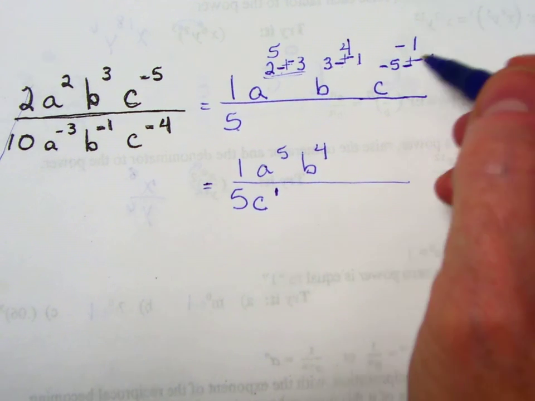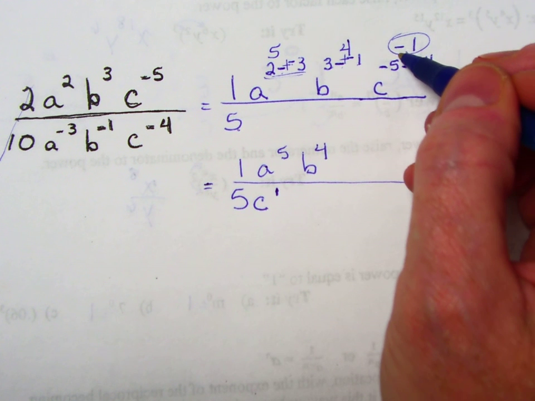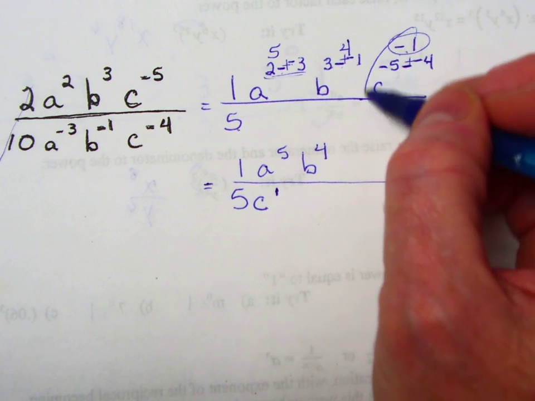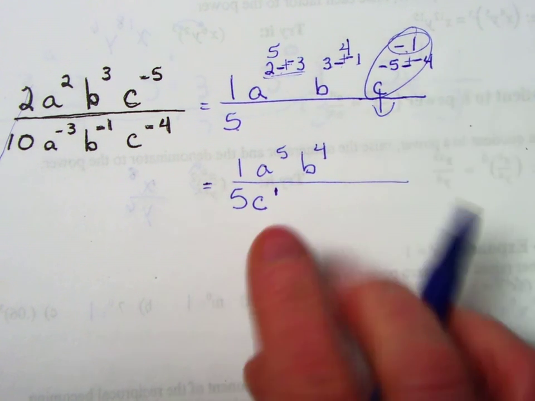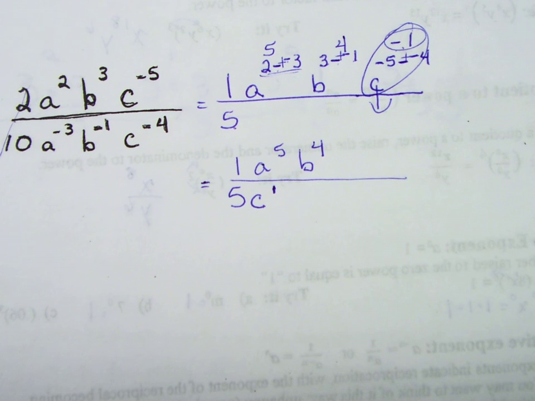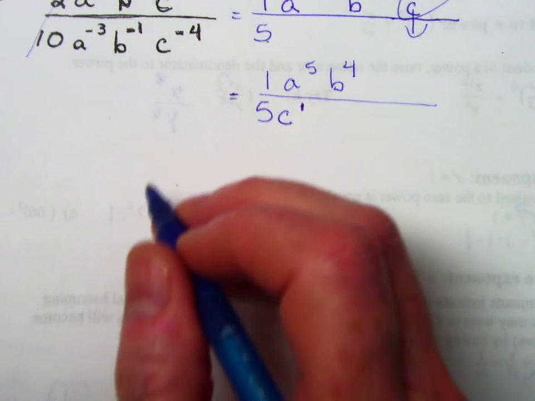No, sir. It was in the top, and it's negative, and I cannot have a negative exponent in my final answer, so this had to drop to the bottom so that it could become positive. Okay? That's the real important part. We good with that idea? Now I'm going to try to trick you. Don't fall for it.